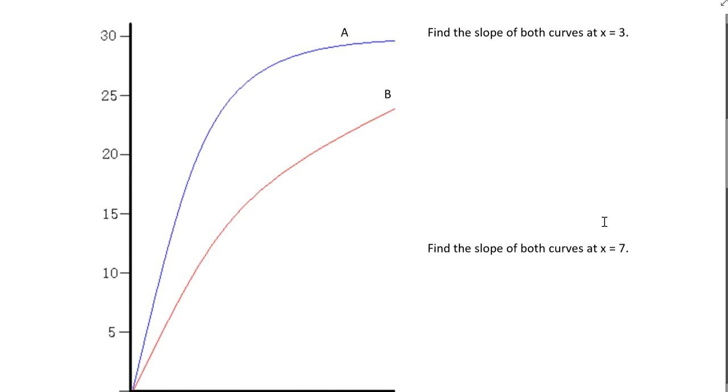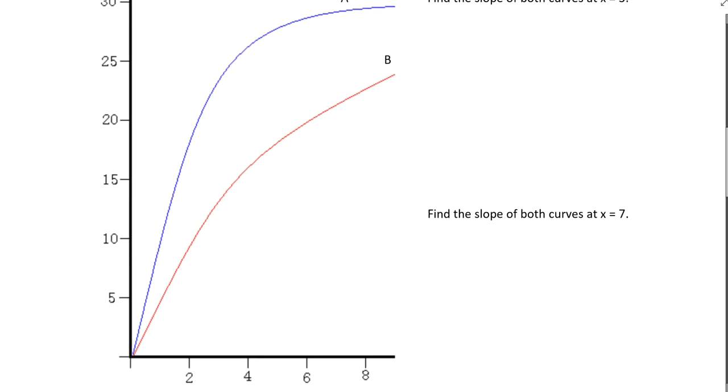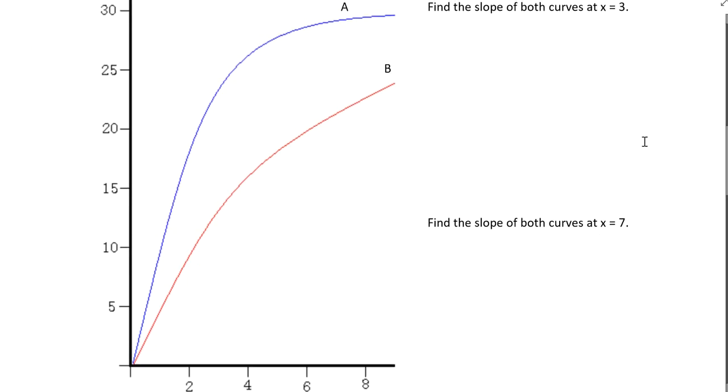All right, so here we got something like this. And it says, find the slope of both curves at x equals 3, and then find the slope of both curves at x equals 7. I think I will just try and do x equals 3 and x equals 7 for the blue one, and just start with that for now. Okay, so I'm going to focus on the blue one for now.